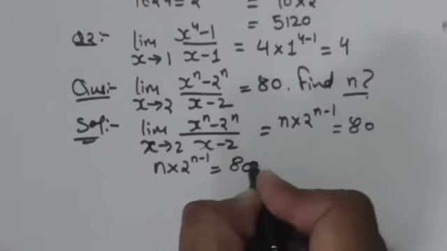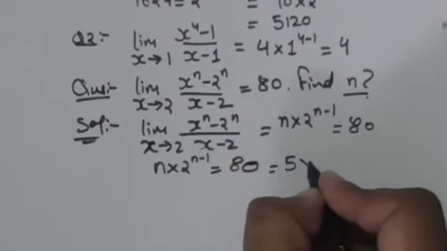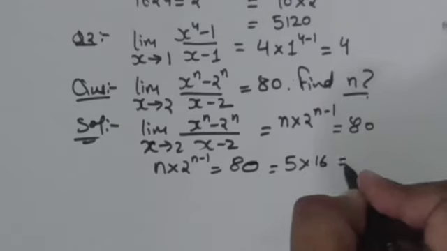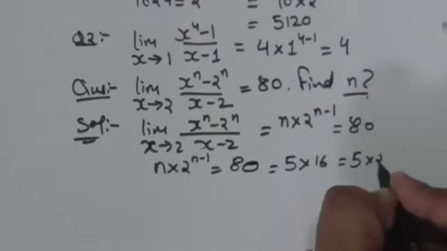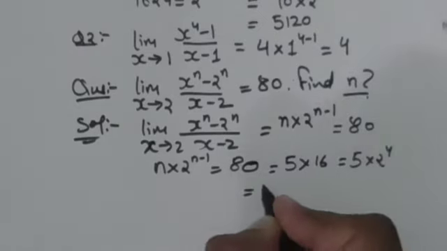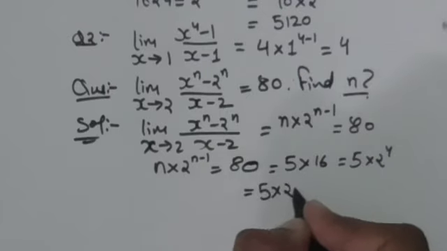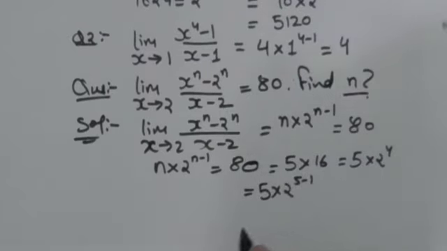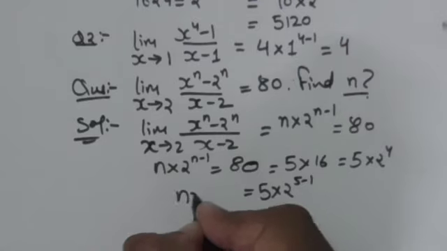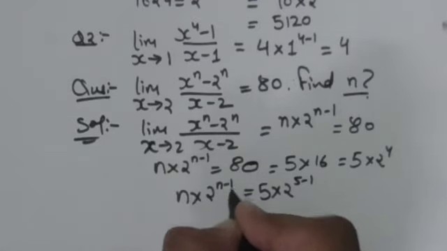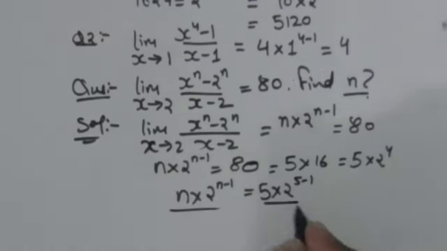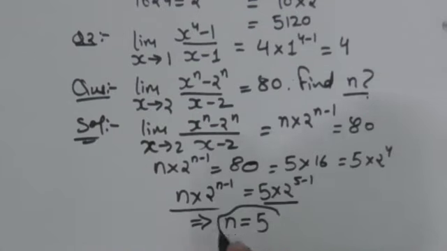And what is 80? It is 5 into 16, and it is equal to 5 into 2 raised to power 4, and it is equal to 5 into 2 raised to power 5 minus 1. So n into 2 raised to power n minus 1 is equal to this. So it is clear that n is equal to 5. Now let us solve some more questions based on this theorem.